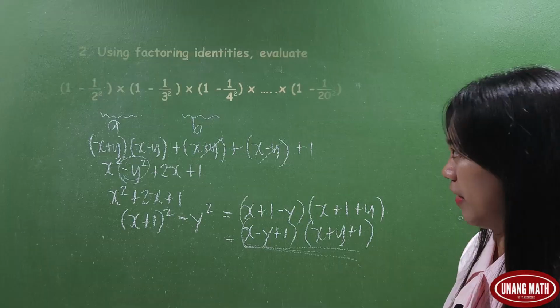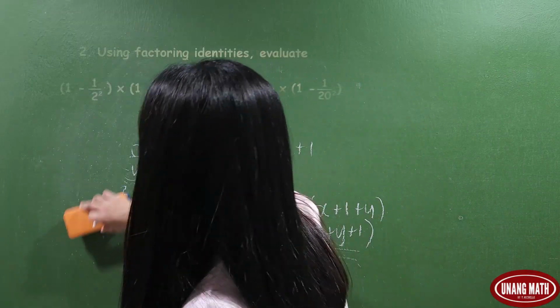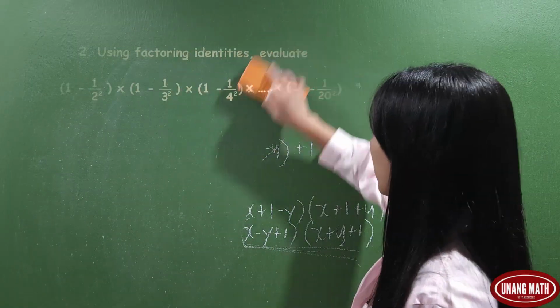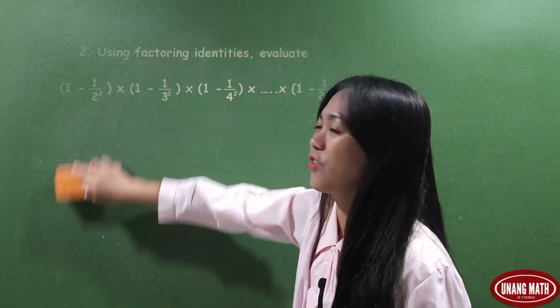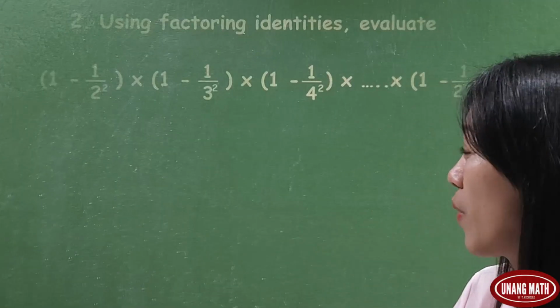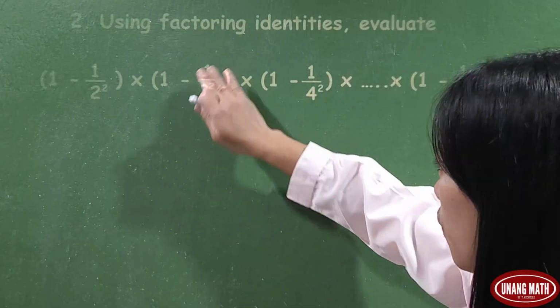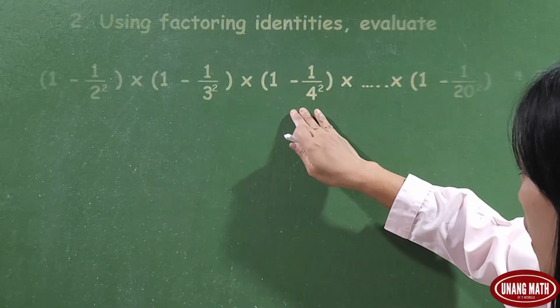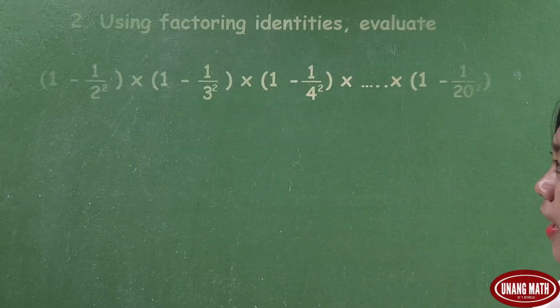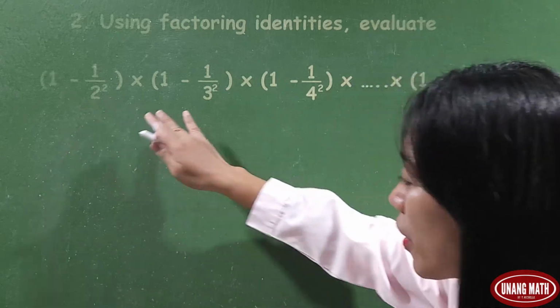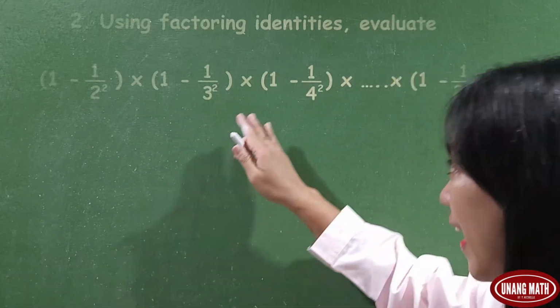Okay, what about for this second question or problem? Using factoring identities, let's evaluate this expression. 1 minus 1 half squared times 1 minus 1 third squared times 1 minus 1 over 4 squared, and so on. Okay, in here, we are not going to solve like this.